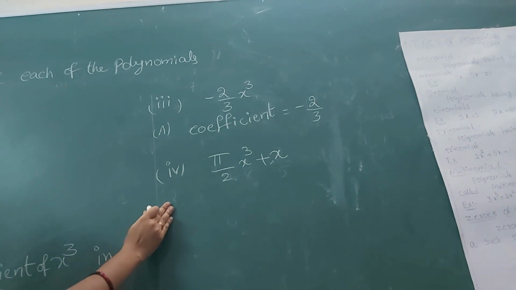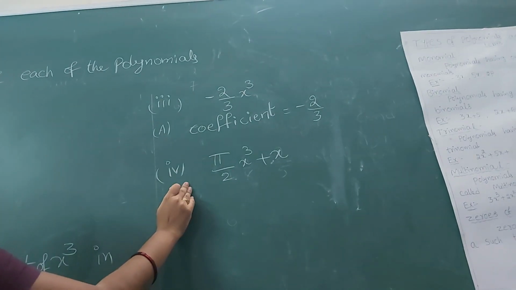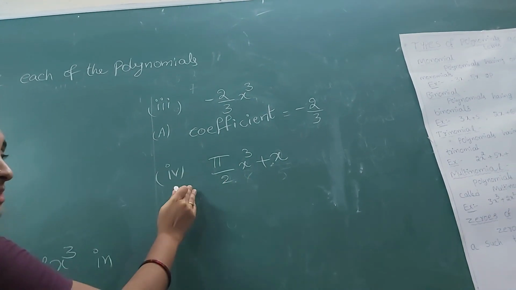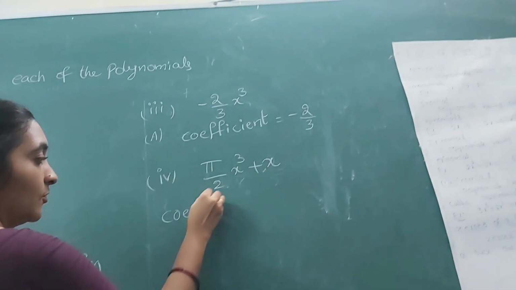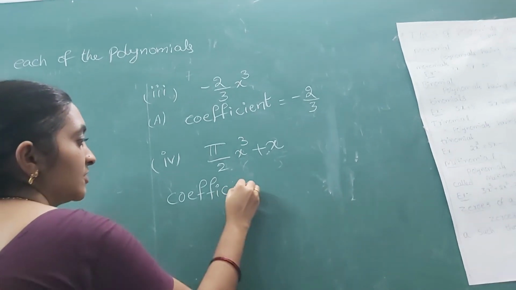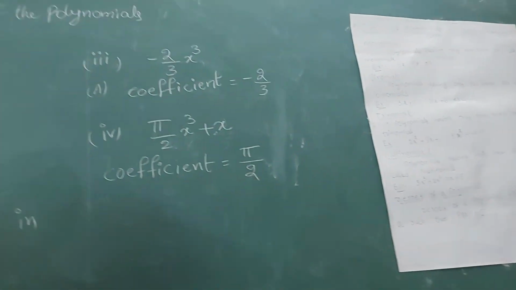Next, fourth one, pi by 2 x cube plus x. In this polynomial, what is the x cube coefficient? Since x cube is there, x cube coefficient is pi by 2.